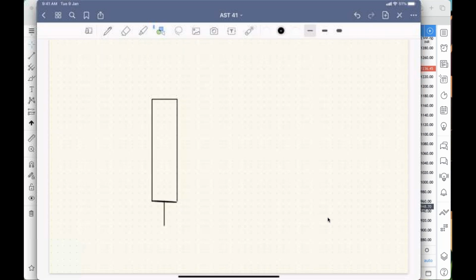Okay. So if you look at a typical Japanese candlestick, it will look like this. This is the lowest point of the price. This is the highest point of the price. Open and close. If this is open, then the price has gone up and this is close, right? On the other hand, if this is open and the price has fallen and come down, then this is close.